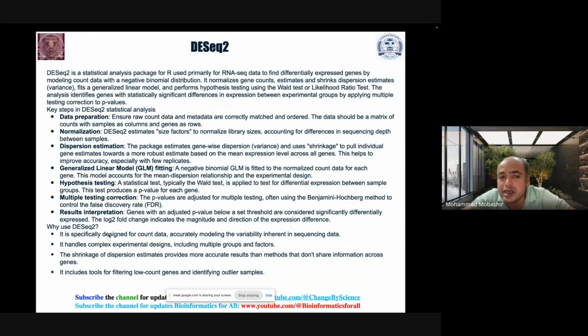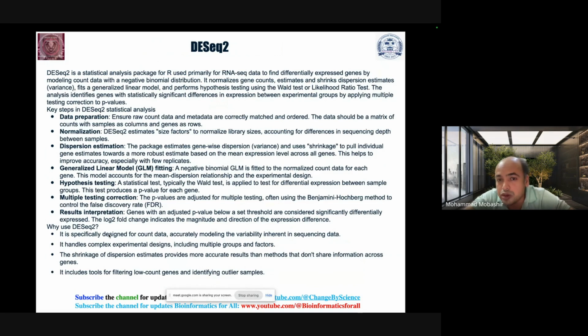It is specifically designed for count data, accurately modeling the variability inherent in sequencing data. It handles complex experimental designs, including multiple groups or factors. The shrinkage of dispersion estimates provides more accurate results than methods that do not share information across genes. It includes tools for filtering low count genes and identifying outlier samples. One conclusive point here is that DESeq2 cannot be used for microarray datasets.